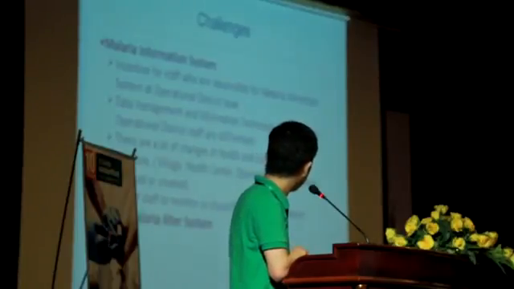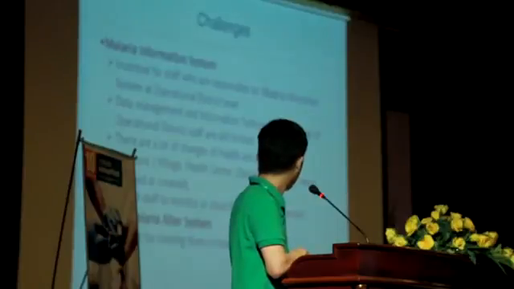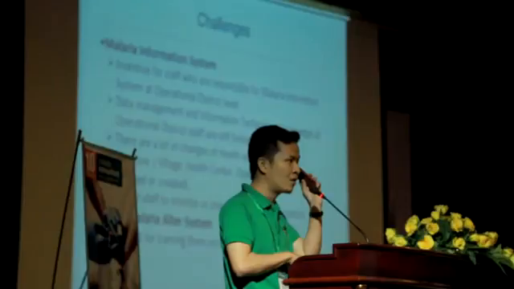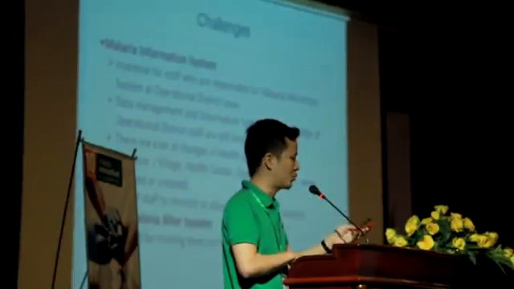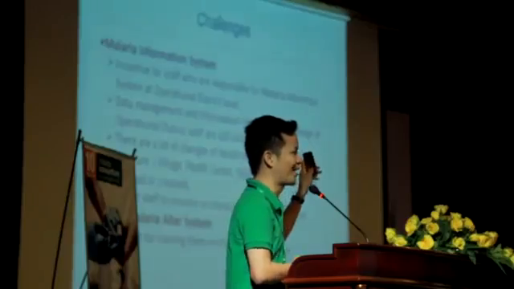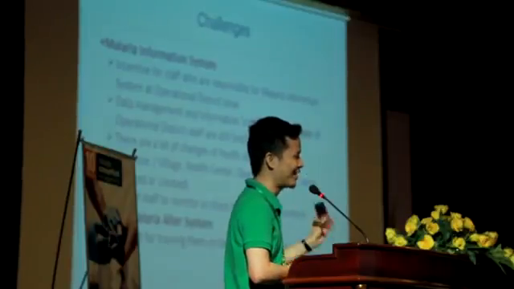And for this Malaria system, the first main challenge is that it is difficult to train them on how to use the phone. Why? Because the VMW, village malaria worker, lives in a remote area. Some people have never used a phone before. Some use it, but just to call. But now we try to get them to use SMS. Sometimes they are farmers. Their fingers are very big, so sometimes they cannot press the button of the phone. They touch it, and it never responds. So it is very difficult.